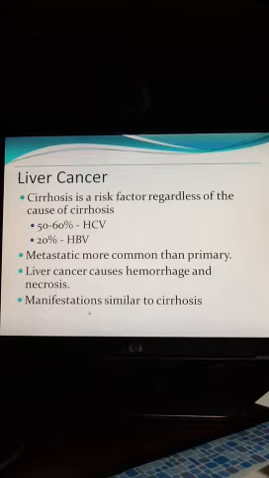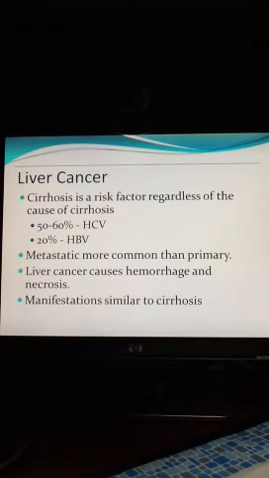Cirrhosis is a risk factor, regardless of the type of cirrhosis. 50 to 60% of the time, it's the HCV. HCV is responsible for about 50 to 60% of all liver cancers, and your HBV is responsible for about 20%. There's an increase in incidence because there's an increase in the incidence of HCV.